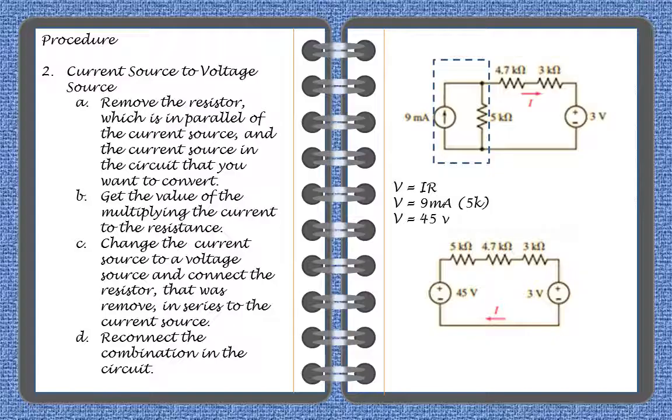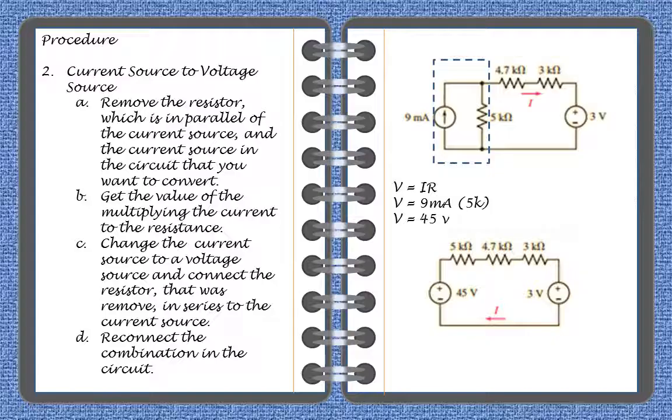As a little tip for using source transformation, remember that the resistor should be in series with the voltage source if you want to transform it into a current source. Or if you want the current source transformed into a voltage source, the resistor should be in parallel with the current source.